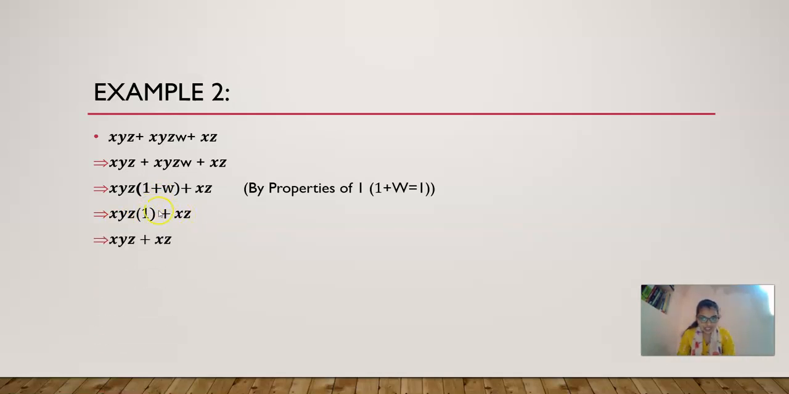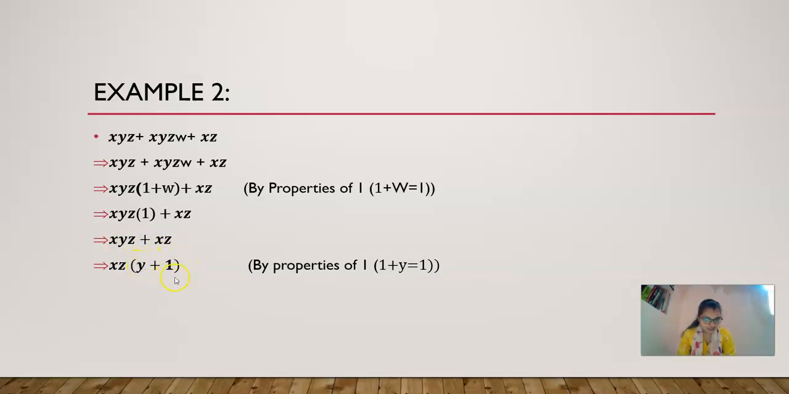What is xyz into 1? xyz into 1 is xyz plus xz. Now look over the terms. Is there anything common? Yes, there is a common thing. What is that? That is xz. Taking xz out, what will be remaining? y plus 1. Again, you can apply a property of 1 over here.